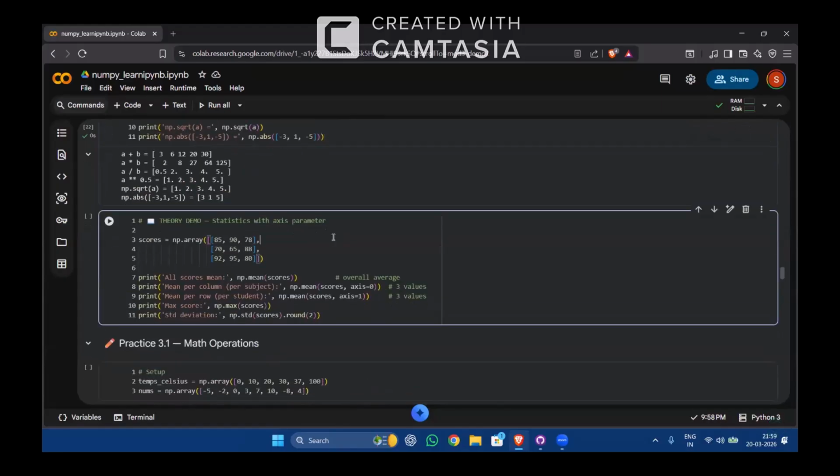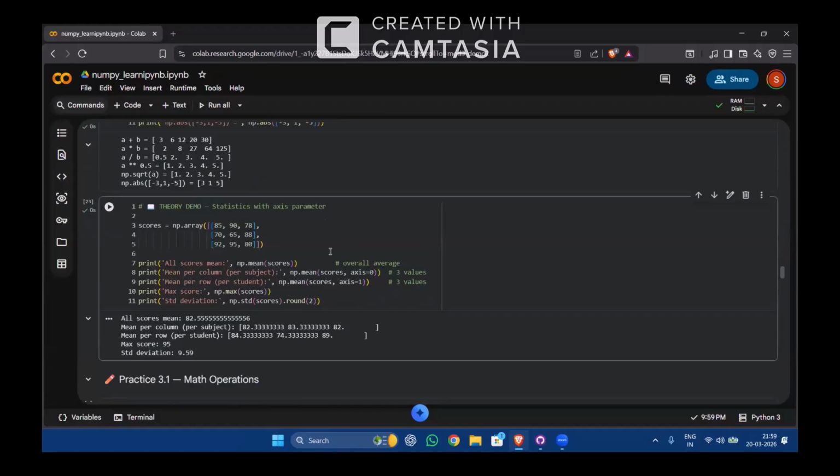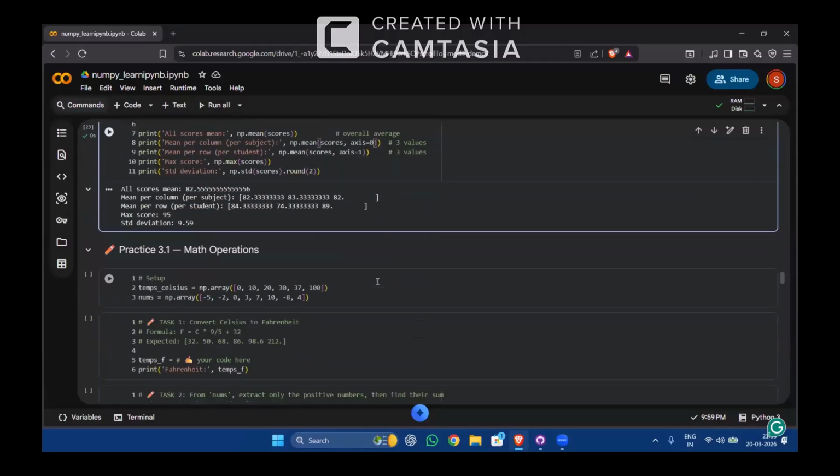And you can see the statistical functions like mean. Axis equal to 0 means you have to find the mean per column. Axis equal to 1 means you have to find the mean per row. Then maximum value, standard deviation, all these things are there. And do the practice question as a homework.